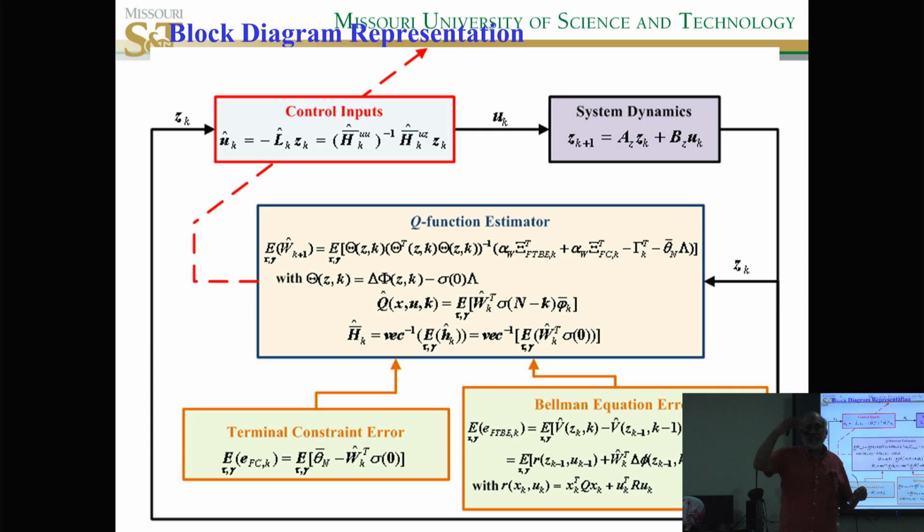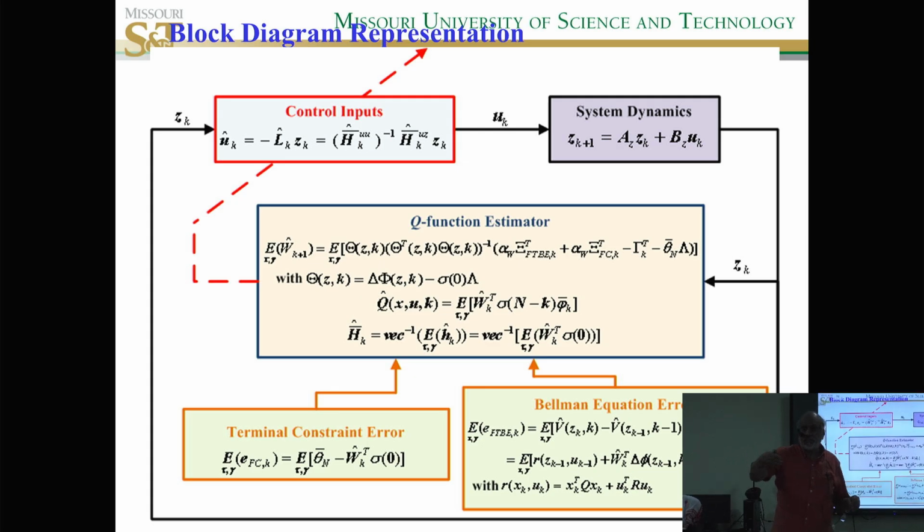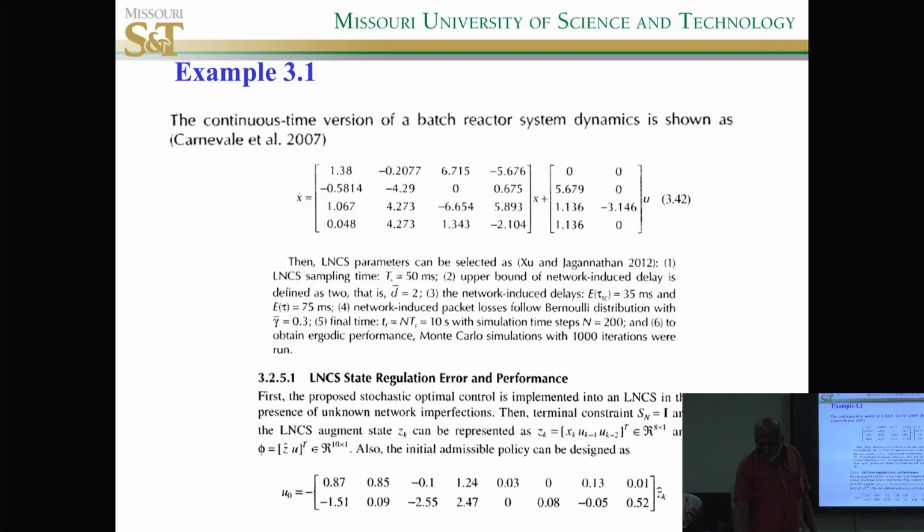So the same idea that you did with a deterministic system, you are extending that to the network control system, stochastic. And that's the only difference. Otherwise, it's just identical. The notations are different, but otherwise the same. Okay? So let's take a different example.